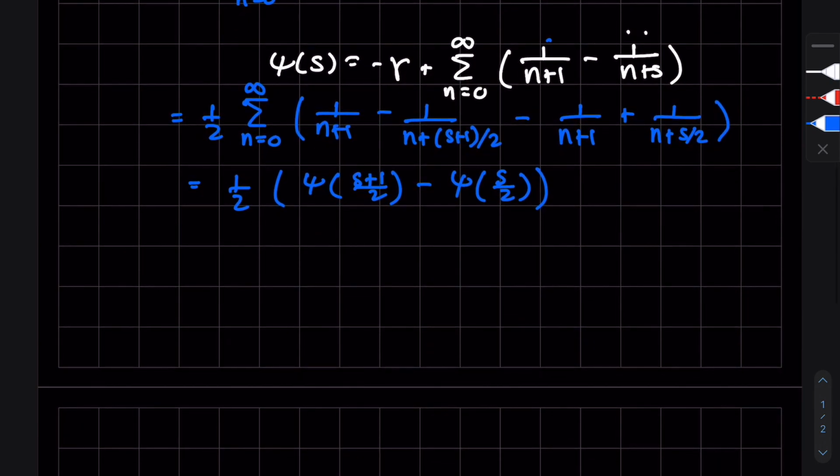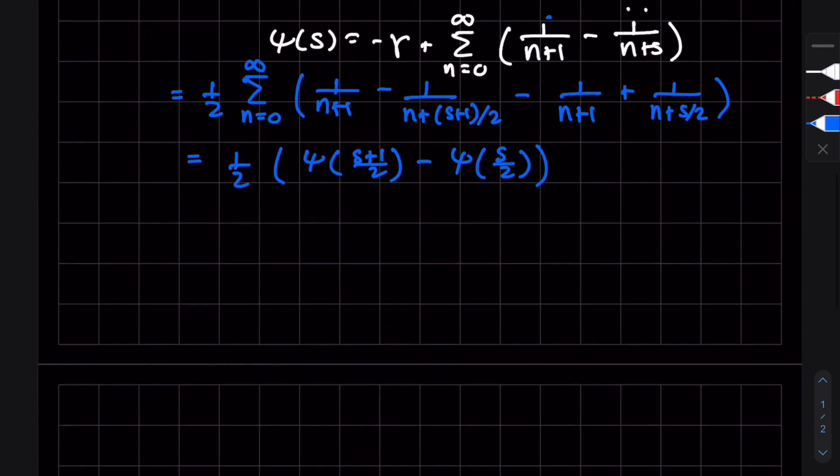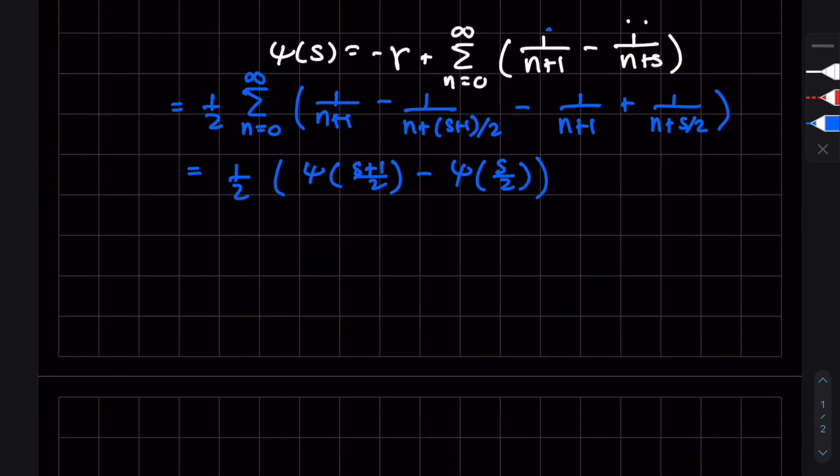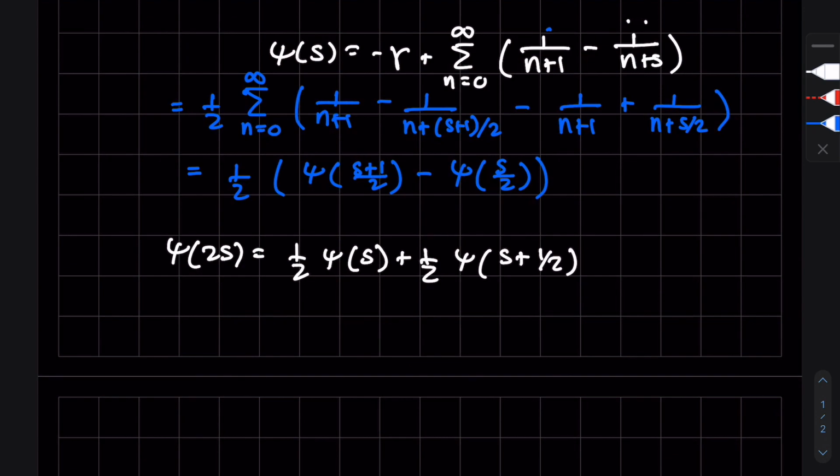Now what can we do? Can we simplify this further? The answer is yes, and this is for only those who've worked with some identities of the digamma function. What we can do is work with the duplication formula for the digamma function. So digamma of 2s is 1/2 digamma of s plus 1/2 digamma of s plus 1/2, plus natural log of 2.